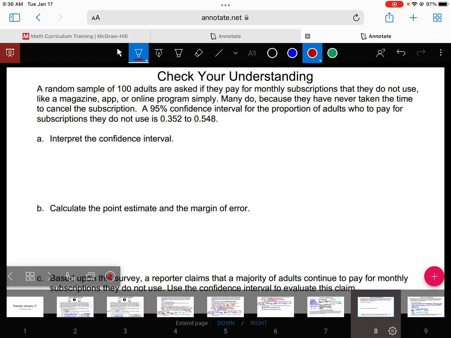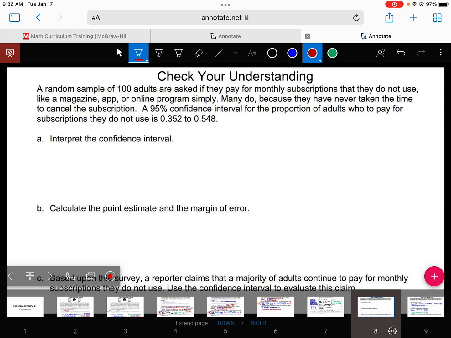How would we interpret the confidence interval? We need to start off with what couple of words? We are 95% confident that what? Absolutely, yes. We are 95% confident that the interval from 0.352 to 0.548 captures the true proportion of adults who pay for subscriptions they do not use.